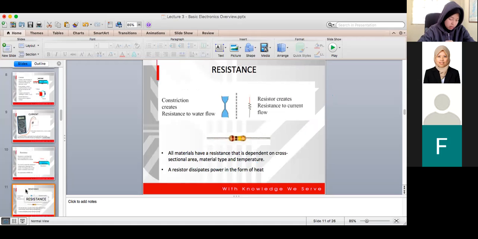Component of a resistor. If we draw an electronic circuit, this is the symbol for us to draw the resistance in a circuit. Okay.